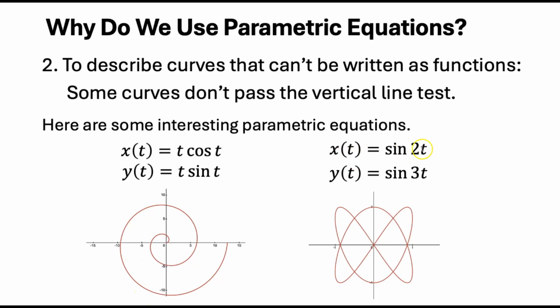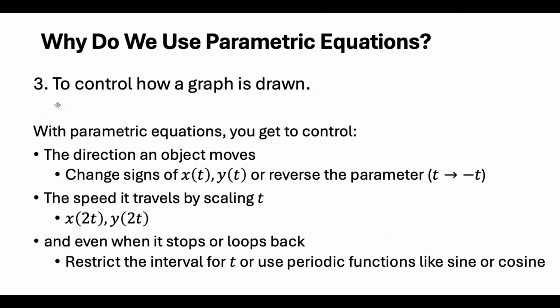And x of t equals sine of 2t and y of t equals sine of 3t creates this really interesting curve, which again is not a function. It doesn't pass the vertical line test. And a third reason why we use parametric equations is to control how a graph is drawn. So with parametric equations, you get to control the direction an object moves. So if we change the signs of x of t and y of t, or we reverse the parameter, if we change t to negative t, we can change the direction the object moves.